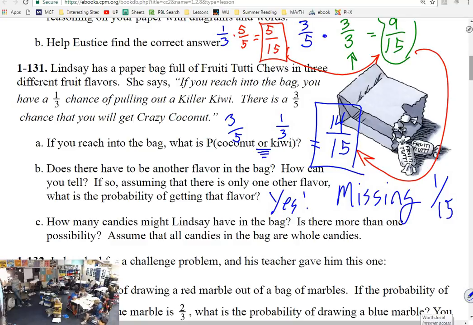And then C, you really have infinitely many possibilities. There could be 15 or any multiple of that value. So you could actually say it could have 15x or 15m or something, like any multiple of 15. Any questions on the candy problem?